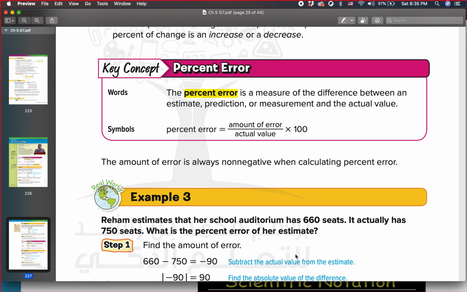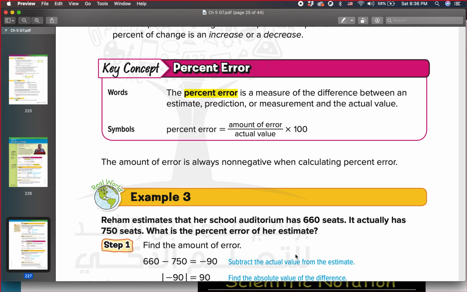We are going to be talking about the percent error. The percent error is a measure of the difference between an estimate, prediction, or measurement and the actual value. For example, when I'm asking you what is the length of this, you will measure it roughly, and you will say it's like 32 meters. And maybe it's not the right answer. If I measure it using the meter tape, it will be like 30.7, for example.